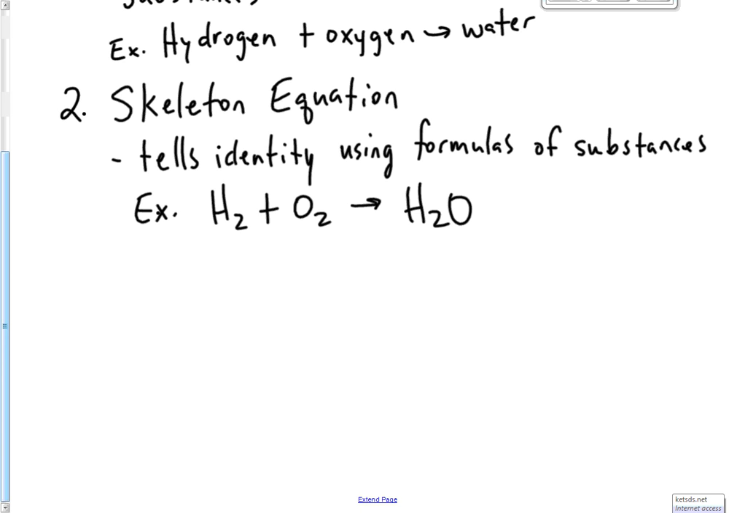I'm telling you now not only do you need flour, but you need all-purpose flour for your cake. Not only do you need milk, you need 2% milk or whole milk or whatever. So I'm actually telling you a little bit more about what type of things you need to make this cake. Still, the problem is I'm not telling you how much of each one of these you need. So that comes in our last type, a full-on chemical equation.